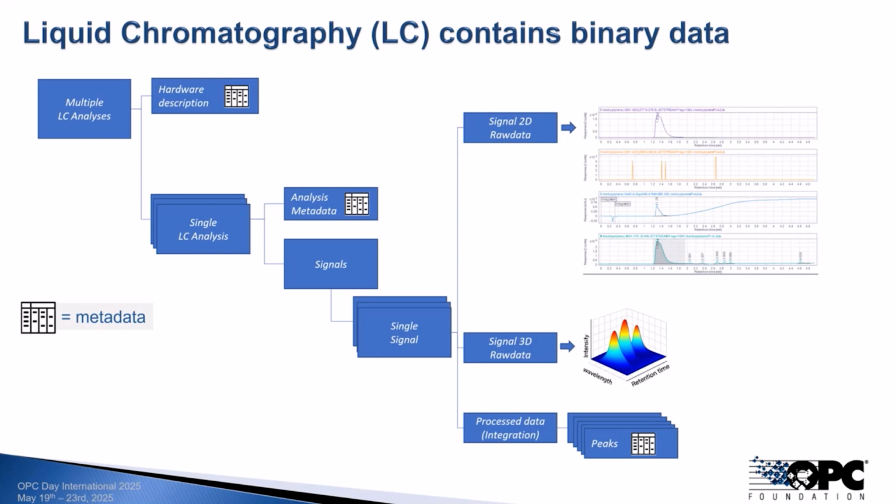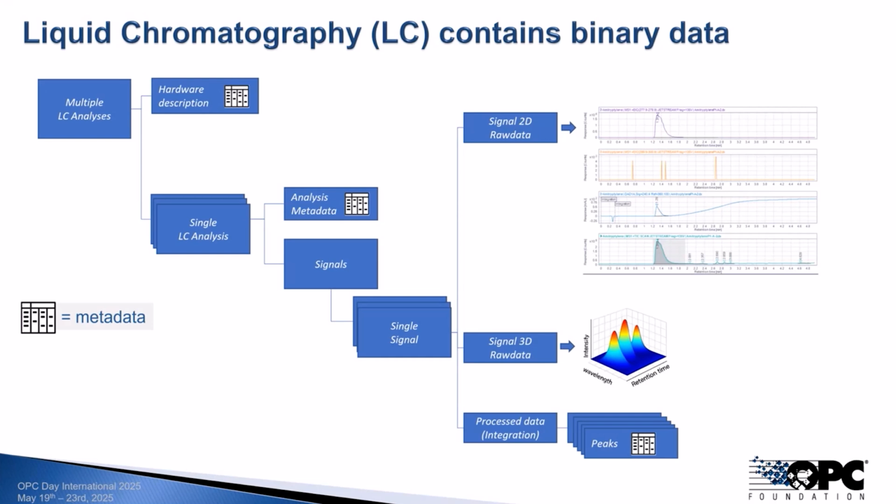Let me explain in a short sidetrack why OPC UA is ideal to address another need in this context. Here, a high-level overview of the data produced by liquid chromatography analysis. This comprises metadata of the measurements where JSON text format is ideal. But with each measurement, there's signal raw data produced. This binary data can be two-dimensional chromatograms and three-dimensional spectra.